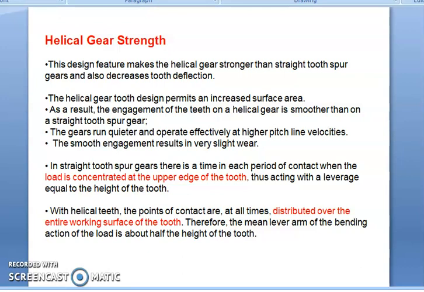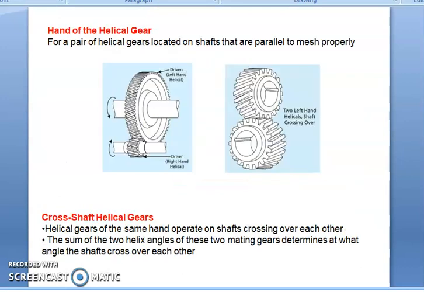In a straight tooth spur gear, there is a time at each period of contact when the load is concentrated at the upper edge of the tooth. Whereas in helical gear teeth, the points of contact are at all times distributed over the entire working surface of the tooth. Therefore, the mean lever arm of the bending action of the load is about half of the height of the tooth.